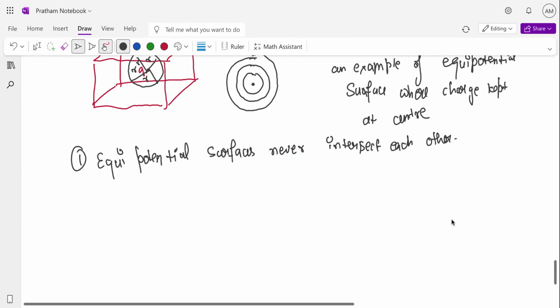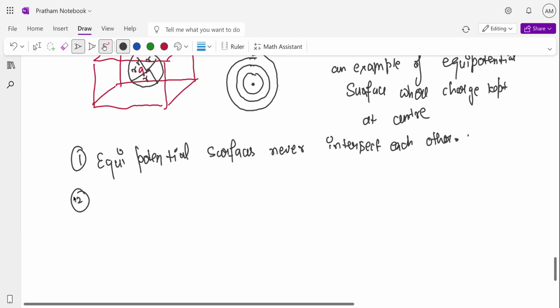What will happen if they intersect? The distance won't be equal. At that point there would be two different values of electric potential. Understood?